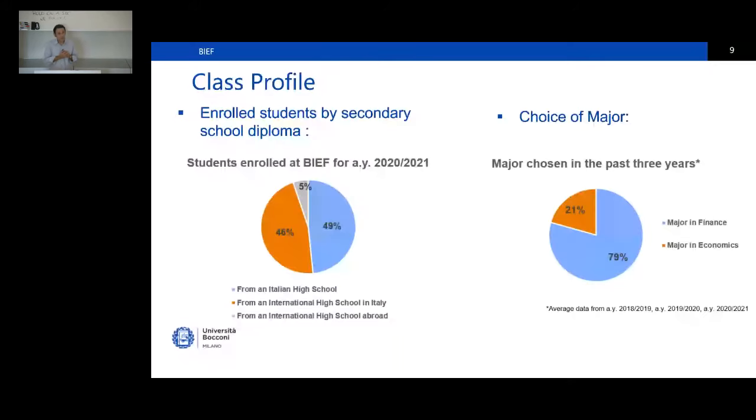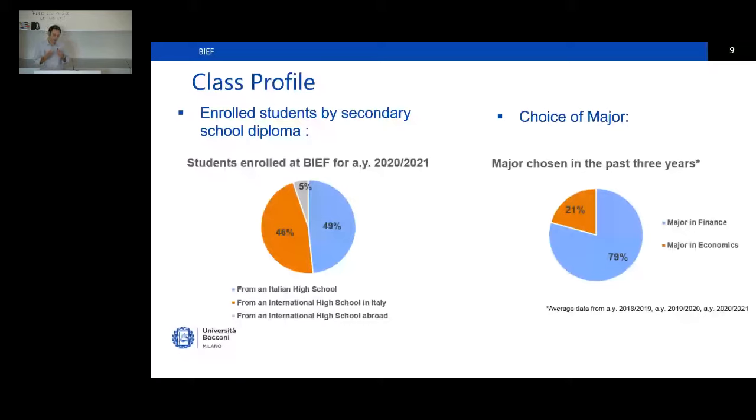Okay. Now I want to tell you something about our class. In particular, I want to tell you something about the freshmen that just started last week, in terms of what is their background. So this is what I have here on the left panel. So here there is a split of our freshmen in terms of their diploma. Okay, so whether they got it from an Italian high school, that's about 50% of students, or from an international high school abroad, that's 46%, or yet an international high school in Italy, that's 5%.